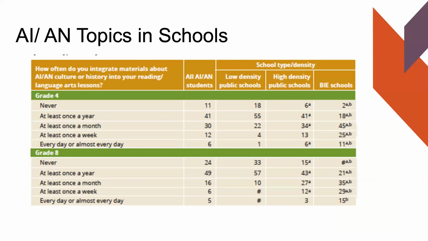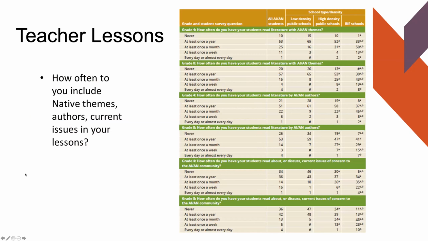The next set of questions get specifically into different types of topics that are taught in school. So language arts, math, science, things like that, right? So this question here specifically is, how often do you integrate materials about American Indian culture or history into your reading? And you sort of see a little bit of a breakdown, but I'm hoping people are picking up on something really important here, is that, first of all, it's not happening enough. And second of all, both at the 4th grade level and at the 8th grade level, the most common answer, of course, is at least once a year, right?